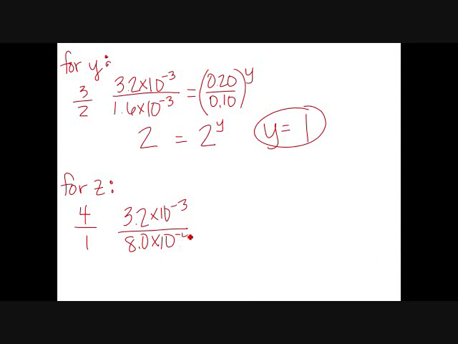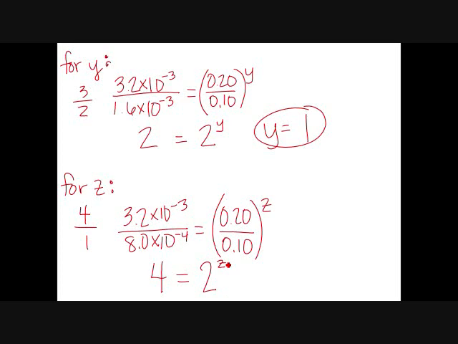times 10 to the negative 4 equals, and I'm going to again jump right into how I know that they're going to be raised to the same power. So I'm just going to plug it to the power of z right now. The concentrations are 0.20 over 0.10. We've had that a lot, this problem, and that's okay. So now simplifying, the left side of the equation, dividing those out, equals 4, equals, and then the right side, 2 to the z power.